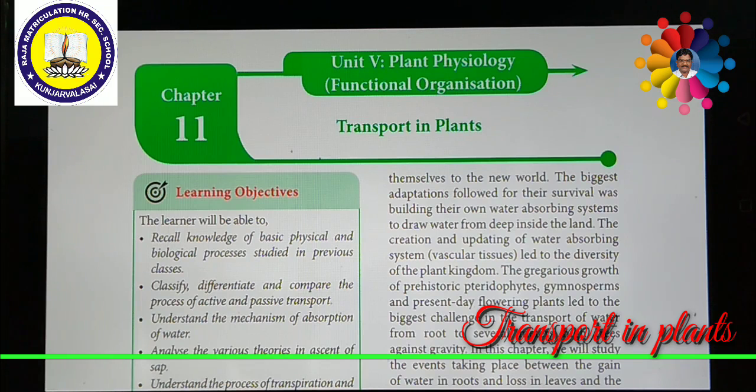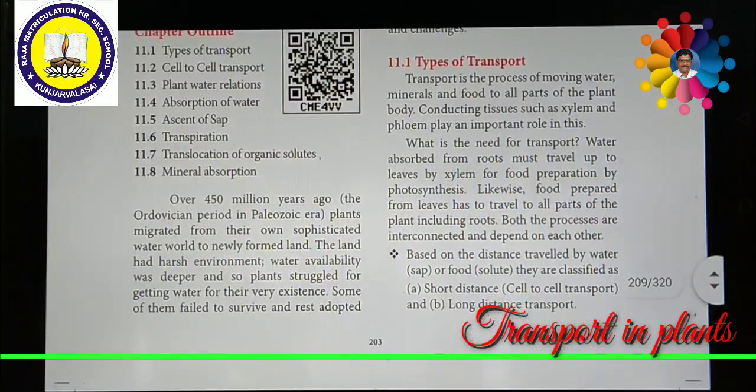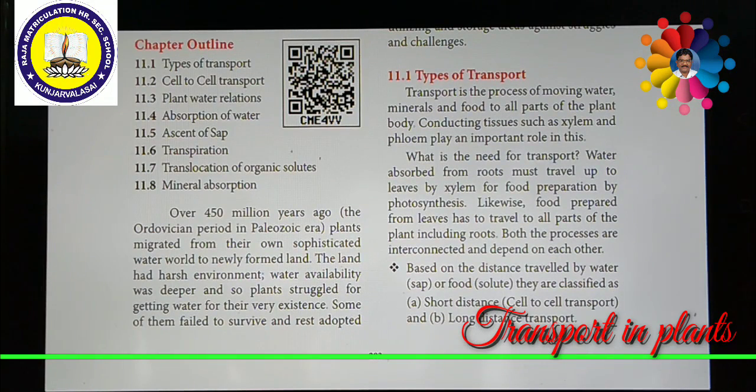First of all, we shall go through various types of transport, one by one. What are the basic types of transport that are very common in plants? Based on the distance traveled by the water, which we can call sap, and the food material, called solute, transport is classified into two different types, namely short distance, that means cell to cell transport, and the second category, long distance transport. So on the basis of the distance traveled, the transport of materials in plants is classified into two types, namely short distance and long distance transport.